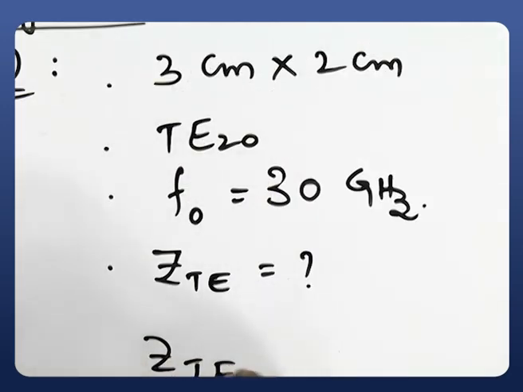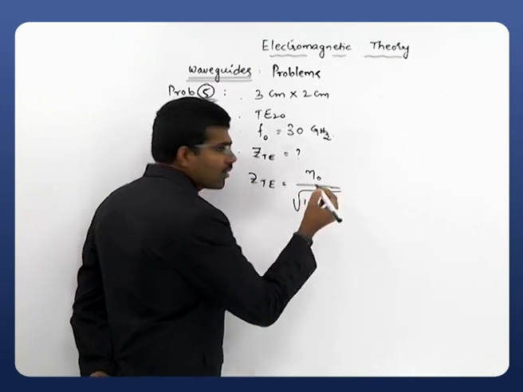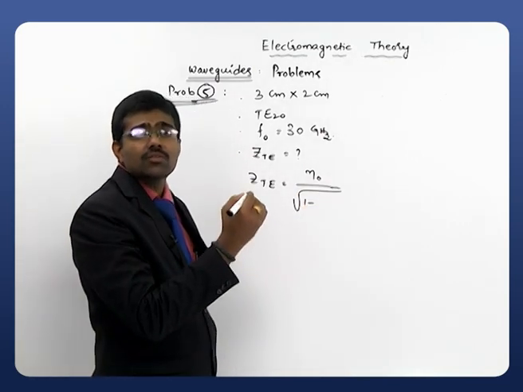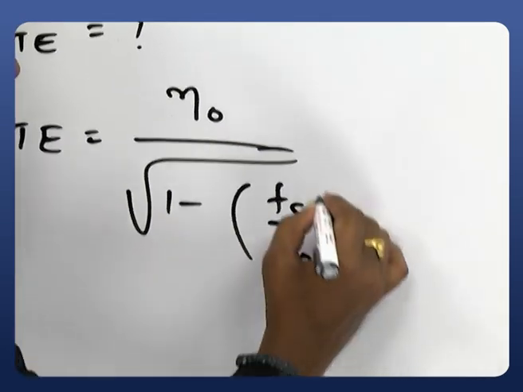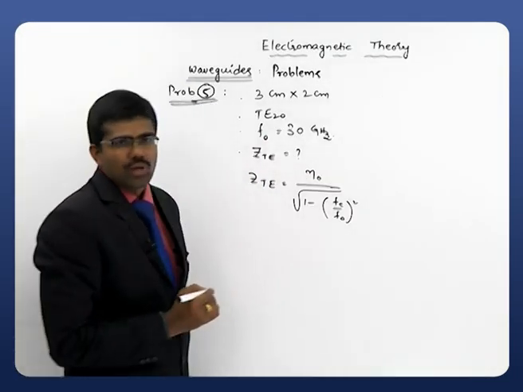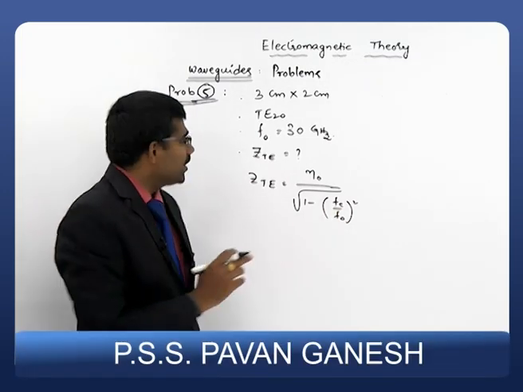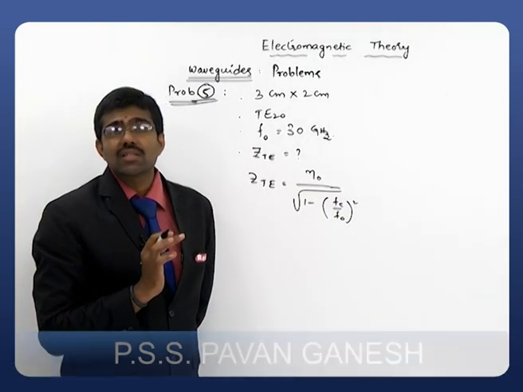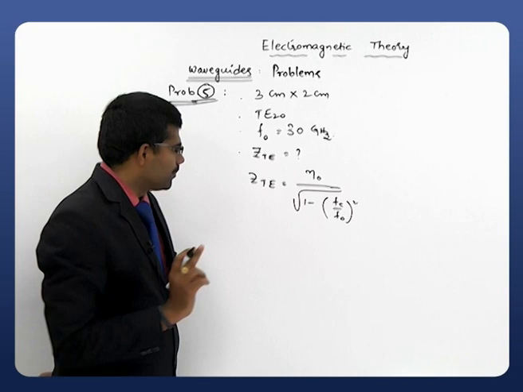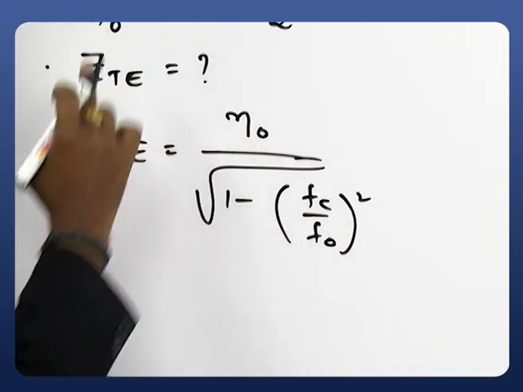Zt is equal to eta naught divided by square root of 1 minus, in terms of frequencies I am writing, (Fc by F naught) whole square. In terms of lambda also you can write, that is (lambda naught by lambda c) whole square, where eta naught is the intrinsic impedance of free space, approximately equal to 377 ohms. Remember that one. Now to substitute, eta naught is known to us, F naught is the operating frequency which is given to us.